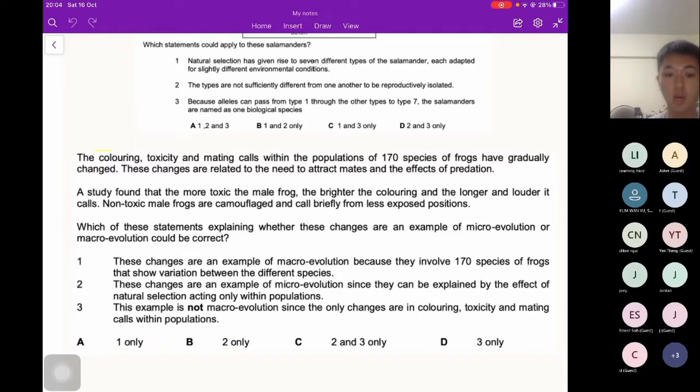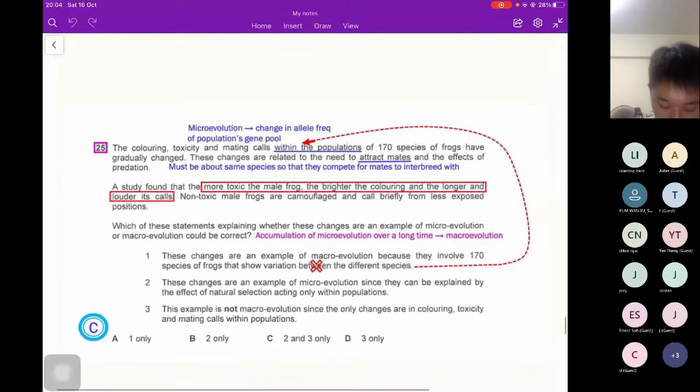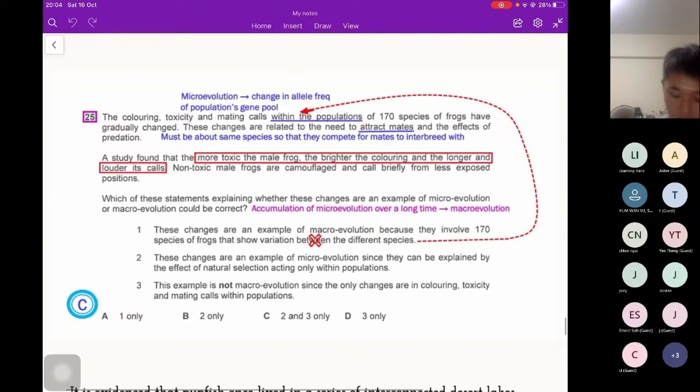We're talking about variation within the species because, okay, let's go down. Because we are talking about the changes related to the need to attract mates and the effects of predation, right? We are not talking about this between species. We are talking about within, because you see where the arrow points to, we're talking about within the populations of the species. So therefore, this is not macroevolution. Therefore, A is out of the question. Therefore, C is the answer. Okay, this is the hasty conclusion. Let's look into detail why C is the answer.